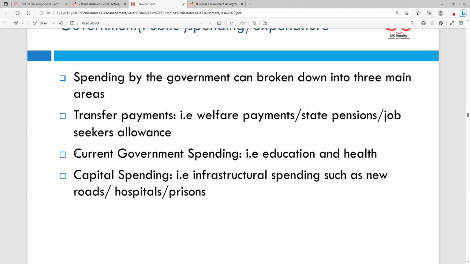Then the other item they spend on is education and hospitals. They spend on providing medicines, operation costs, books in schools and laboratories, salaries and so on. So the government spends on the health and education system. This is different to capital spending.